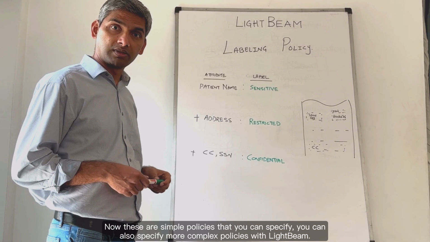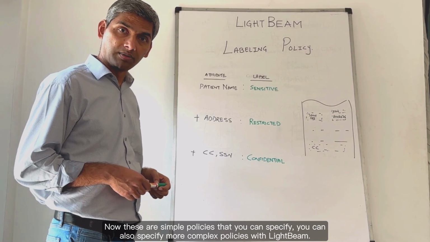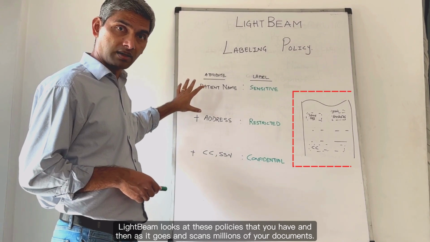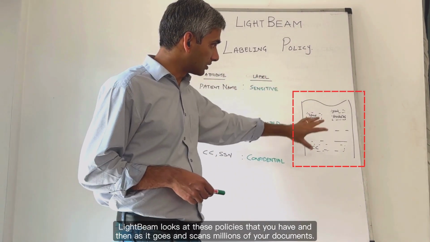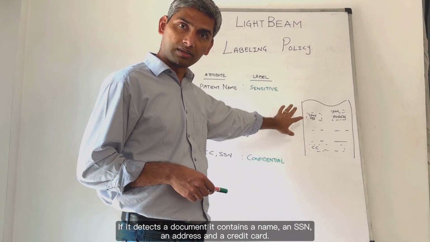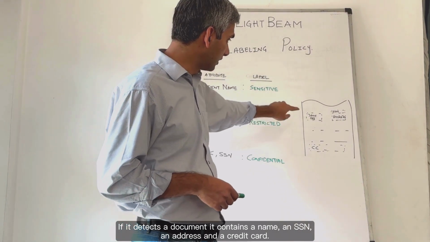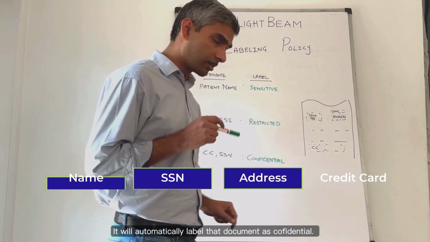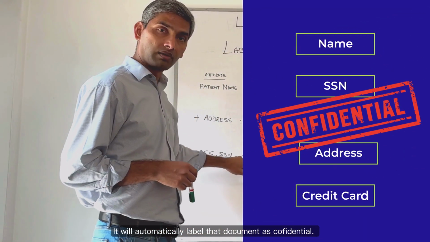You can also specify more complex policies within LightBeam. What LightBeam does is it looks at these policies that you have, and then as it goes and scans millions and millions of your documents, if it detects a document that contains a name, an SSN, an address, and a credit card, it will automatically label that document as confidential.